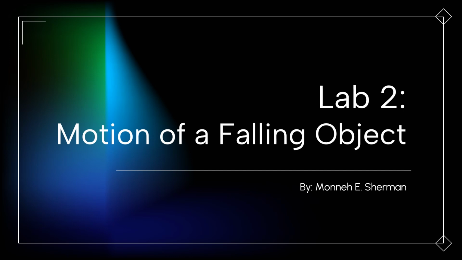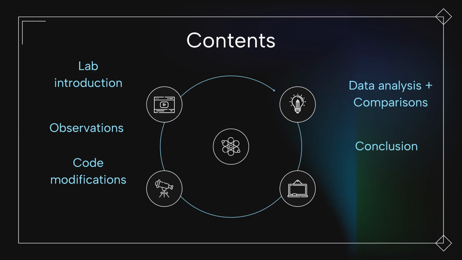I'm Monet. I will be presenting Lab 2, Motion of a Falling Object. So first I'm going to get into the contents of this lab, what we'll be exploring. We'll be looking at a lab introduction before getting into the observations, code modifications, data analysis and comparisons, and finally our conclusion.